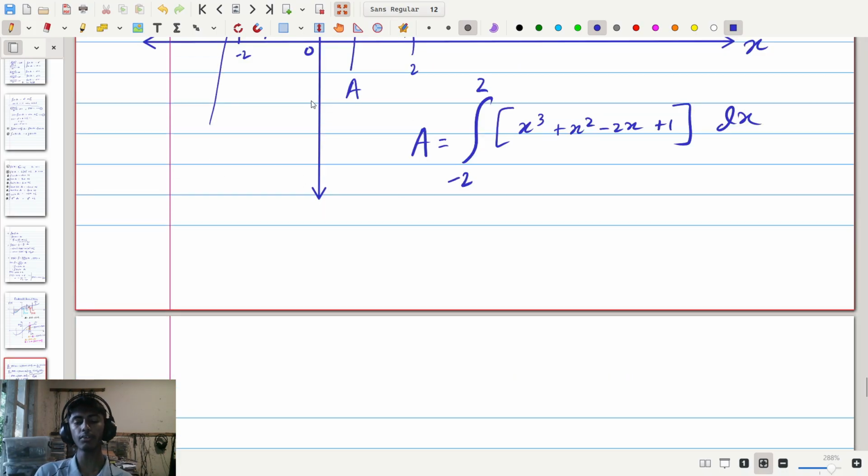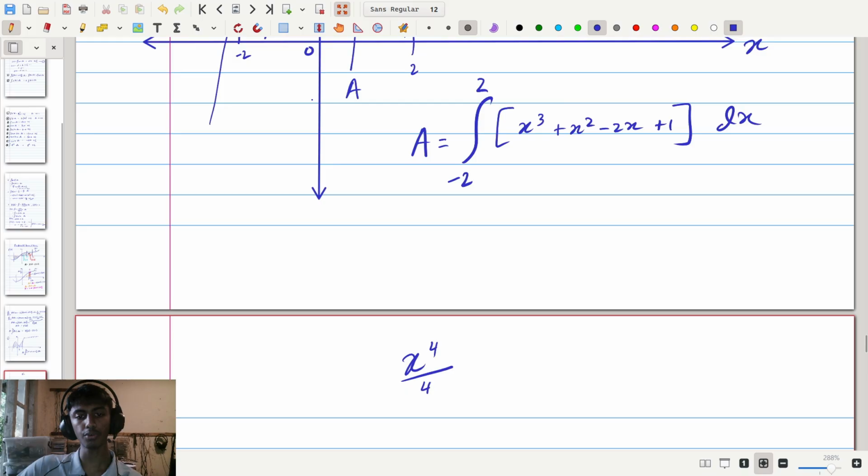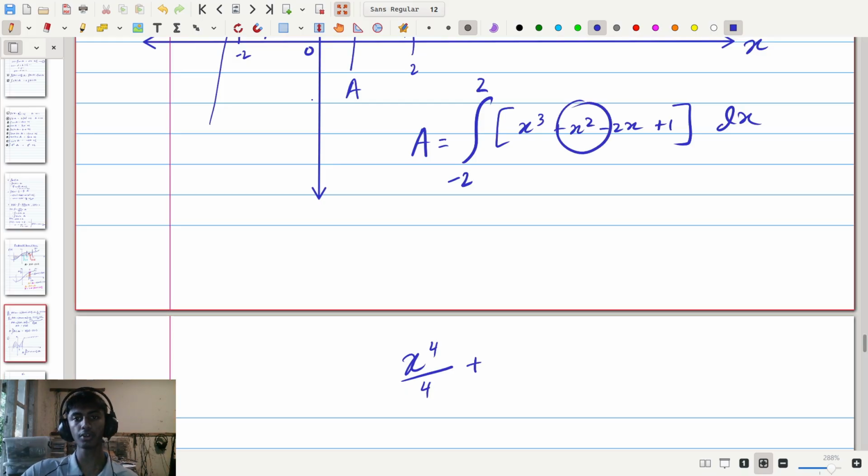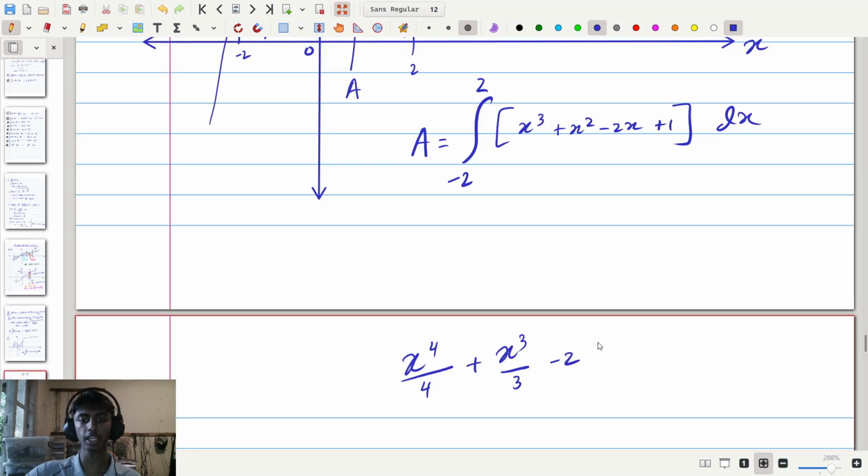Now then, if we take the normal indefinite integral of this, it is going to be the first term's integral, which is x to the power of 3 plus 1 divided by 3 plus 1, x to the power of 4 over 4, plus the next one's integral, which is x to the power of 2 plus 1 divided by 2 plus 1, or x to the power of 3 over 3, and then minus 2 times x's integral, which is x to the power of 2 over 2, and then plus 1's integral, which is x, so plus x and plus c.